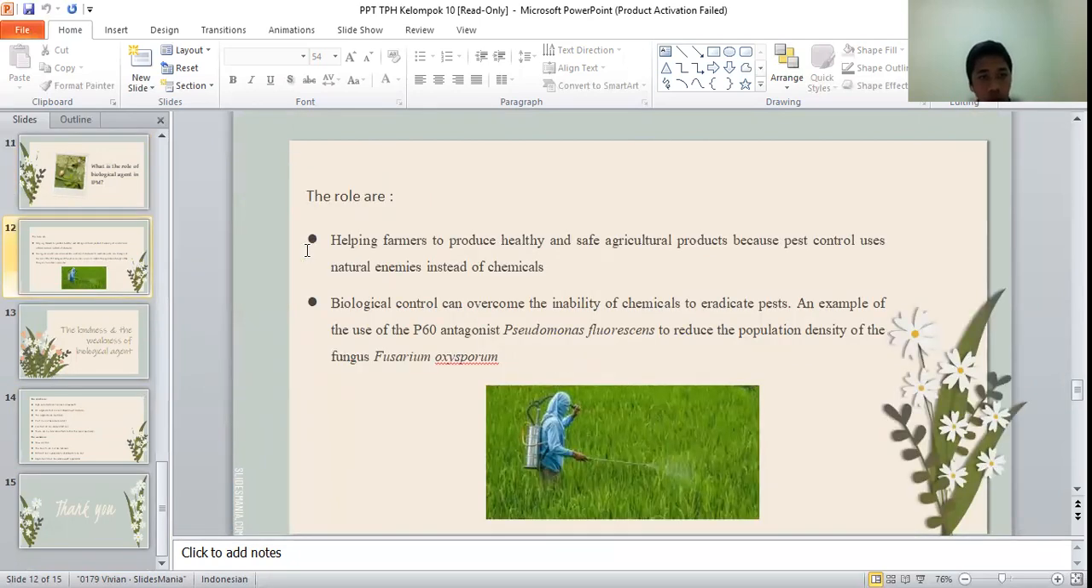The roles are 1. Helping farmers to produce healthy and safe agricultural products because pest control uses natural enemies instead of chemicals. Number 2. Biological control can overcome the inability of chemicals to eradicate pests. An example is the use of the antagonist P16 Pseudomonas fluorescens to reduce the population density of the fungus Fusarium oxysporum. Next.